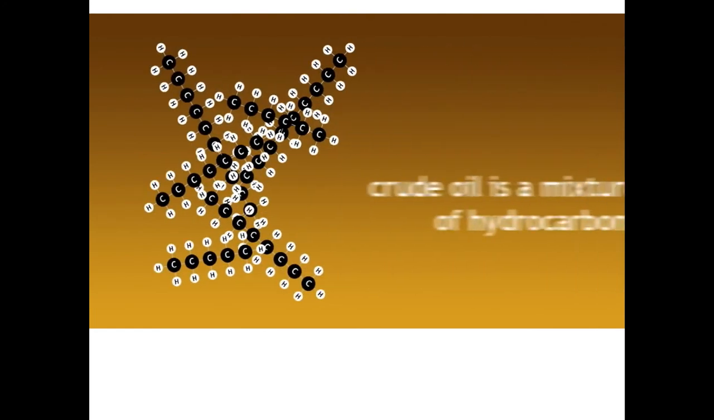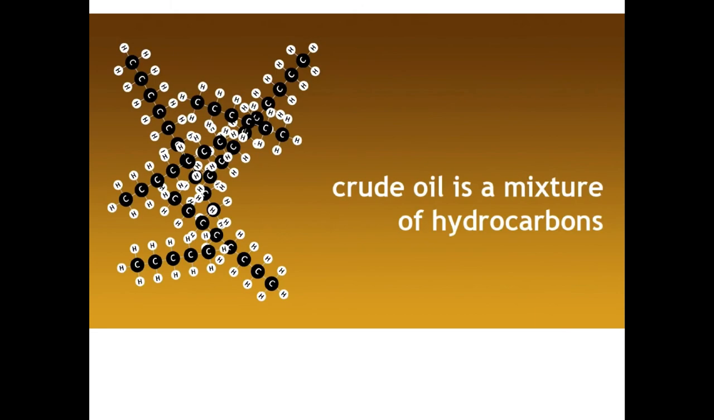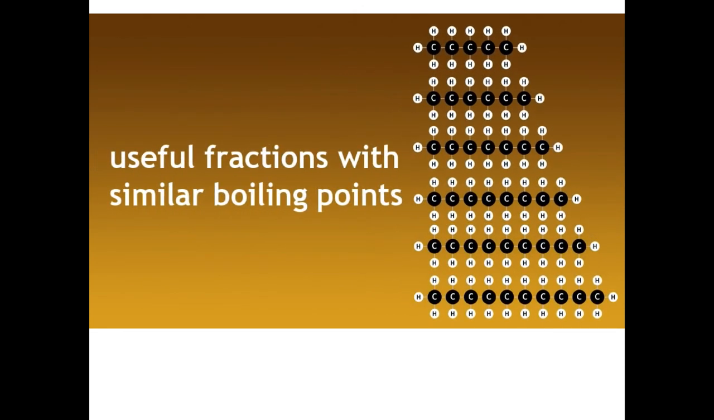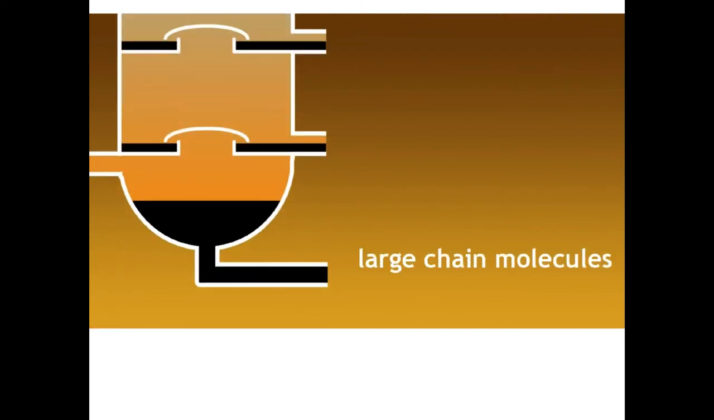Now, at the end of this video, you should understand that crude oil is a mixture of important hydrocarbons, and that fractional distillation is the method used to separate crude oil into useful fractions with similar boiling point. You should understand that small chain molecules are collected at the top of the column since they have lower boiling points, and larger chain molecules are collected further down the column as these have higher boiling points.